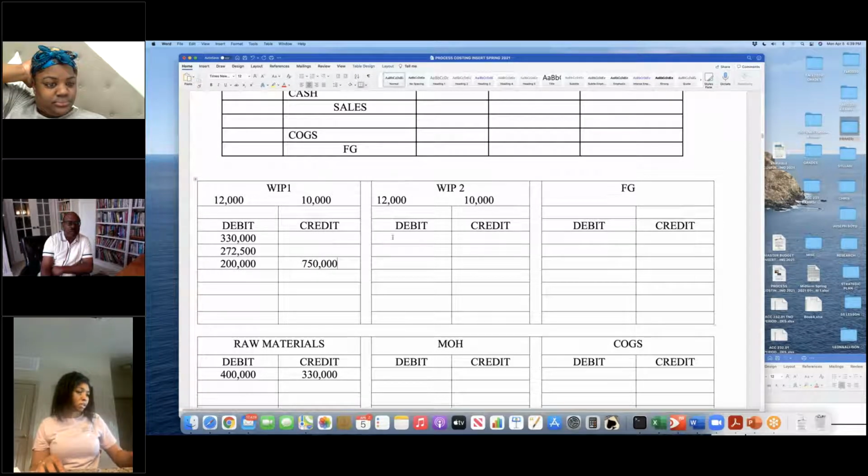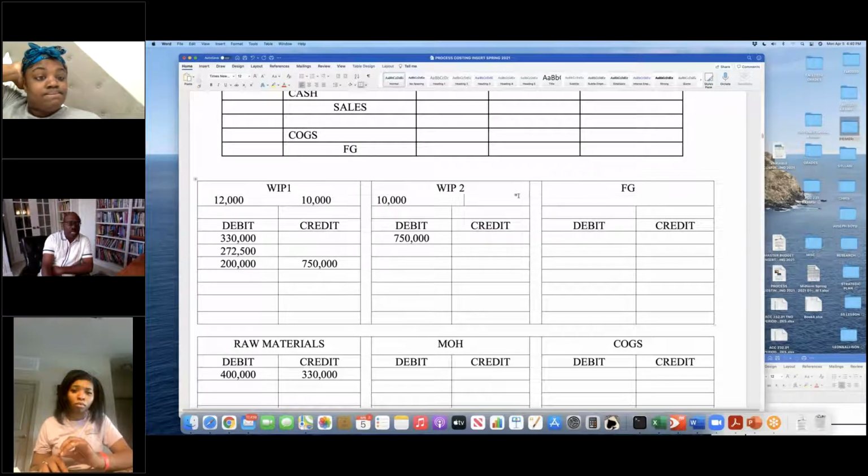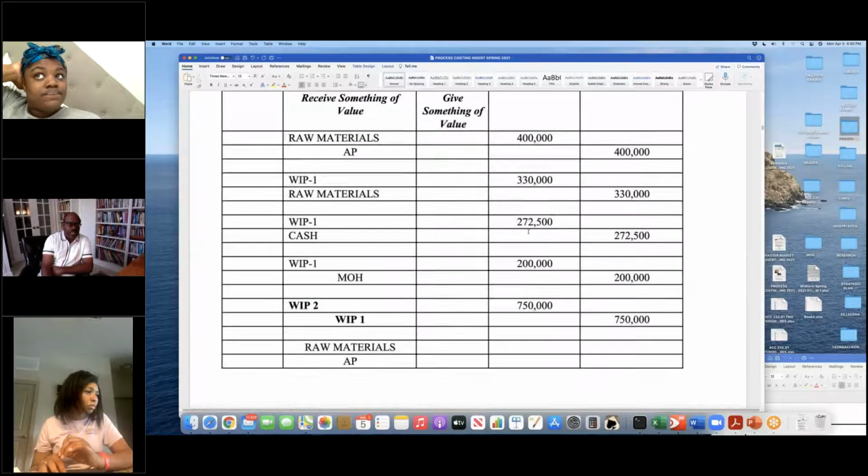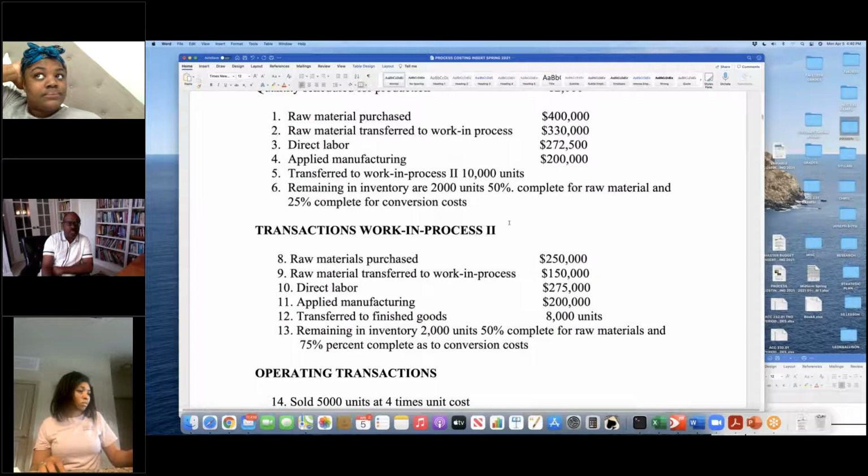And we're going to debit work in process 2 for 750,000. Okay. And so this number now becomes 10,000. Now we go to the information for work in process 2.